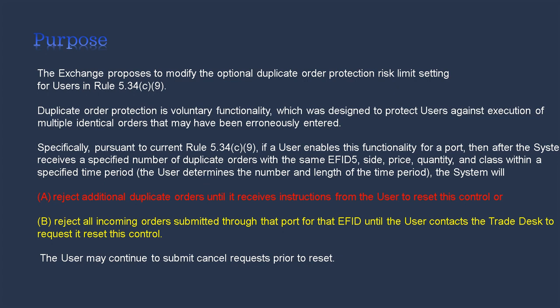Specifically, pursuant to current Rule 5.34C9, if a user enables this functionality for a port, then after the system receives a specified number of duplicate orders with the same EFID, side, price, quantity, and class within a specified time period, the user determines the number and length of the time period, the system will, number one, reject additional duplicate orders until it receives instructions from the user to reset this control, or number two, reject all incoming orders submitted through that port for that EFID until the user contacts the trade desk to request it reset this control. The user may continue to submit cancel requests prior to reset.